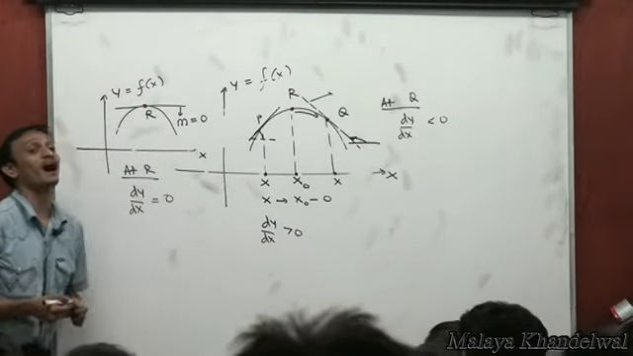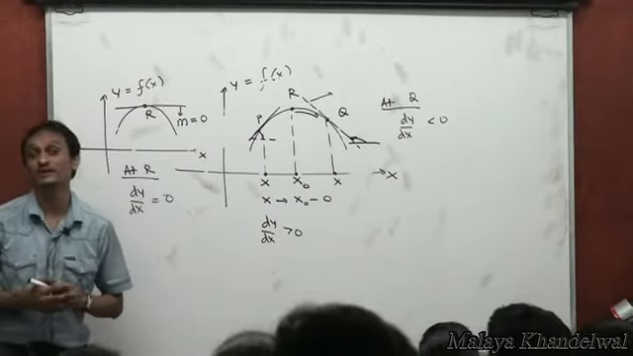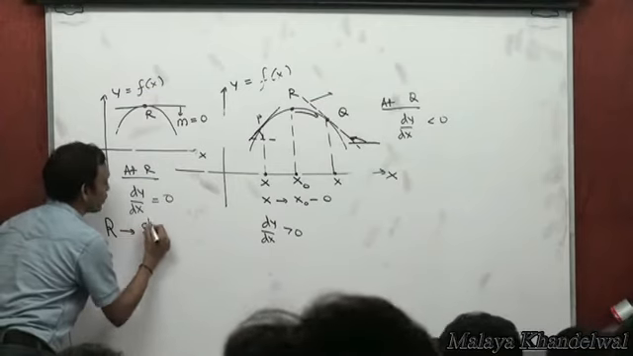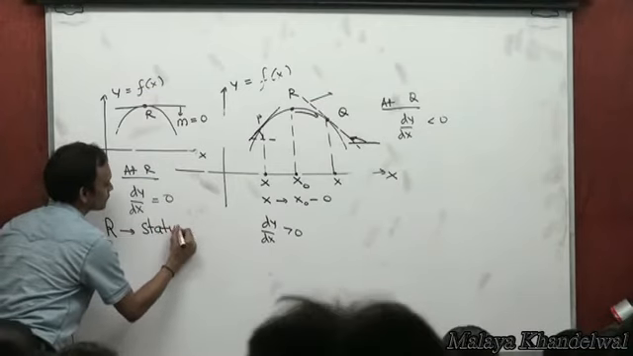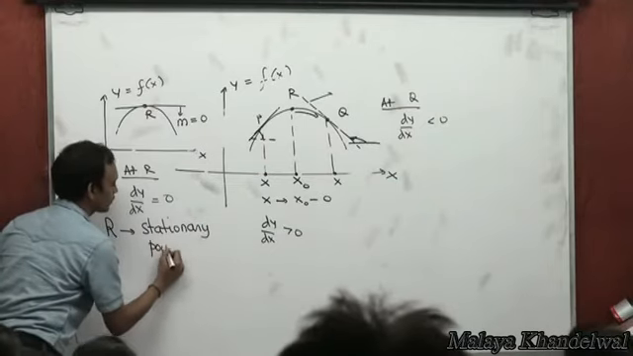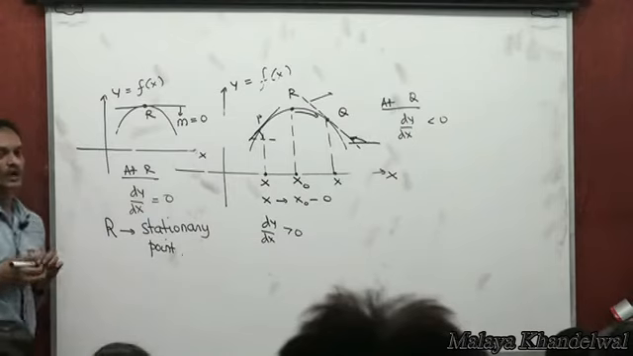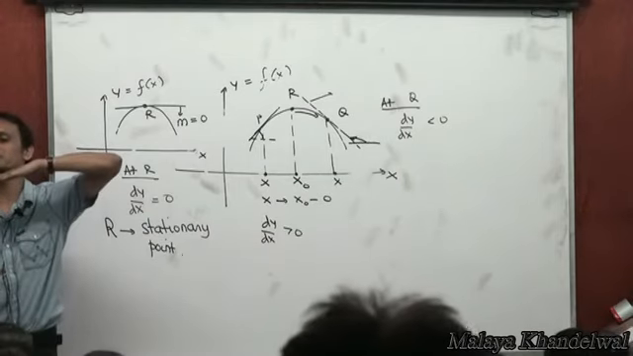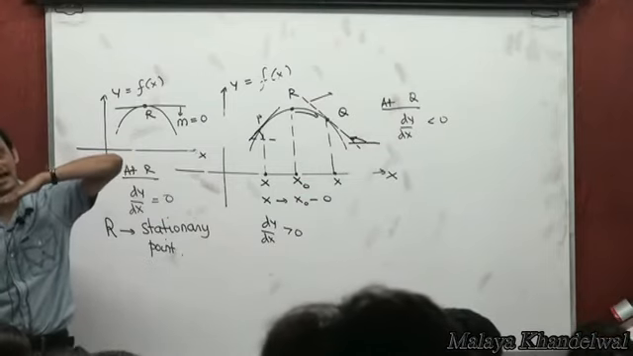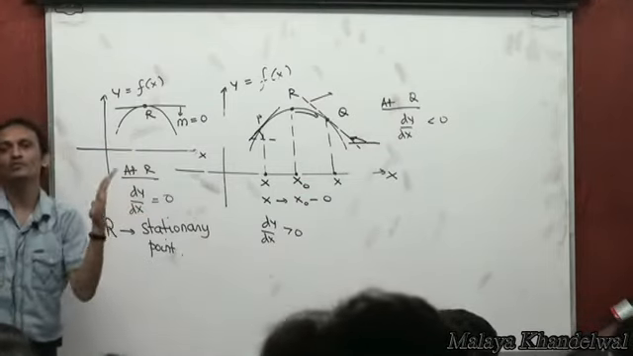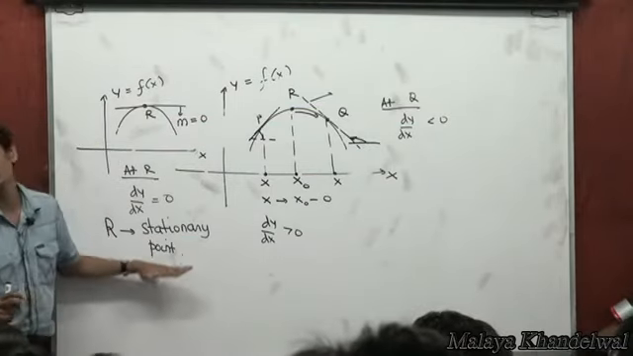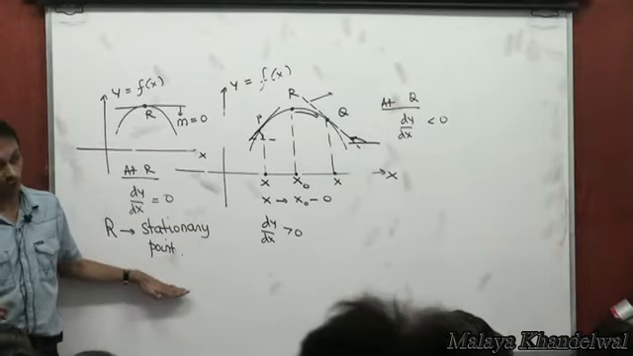We refer to this point r as a stationary point. At this point, the function neither exhibits an increasing character nor a decreasing character because dy/dx is neither greater than 0 nor less than 0. It stays put, equal to 0. We refer to this point as a stationary point. Correct.